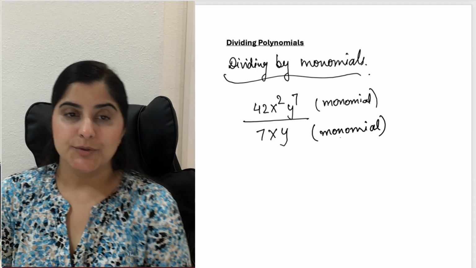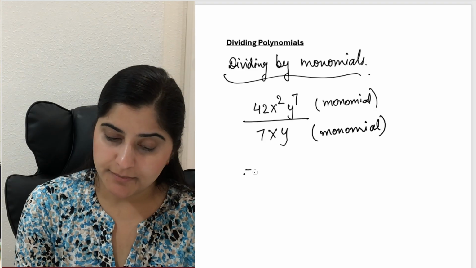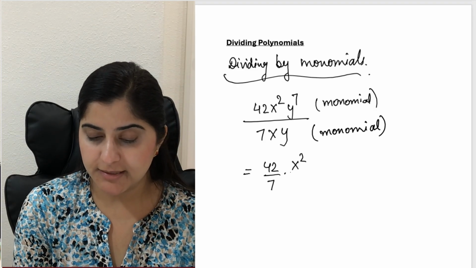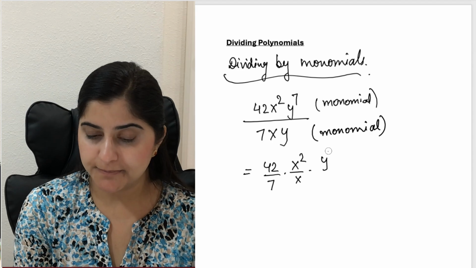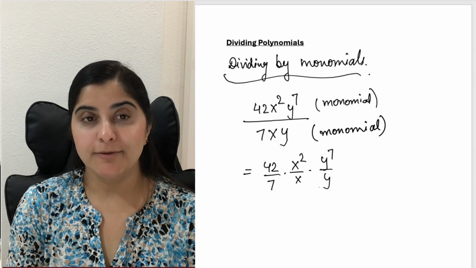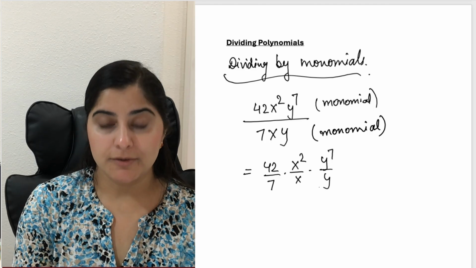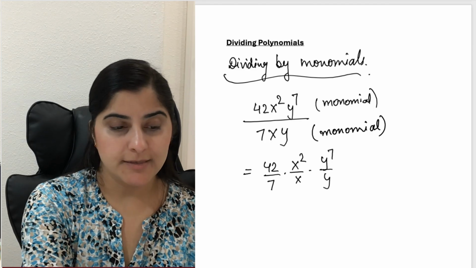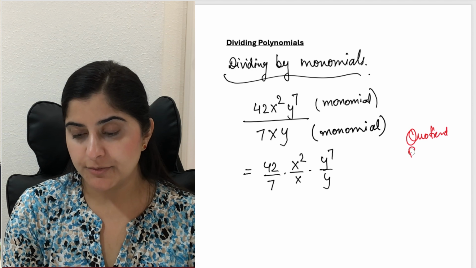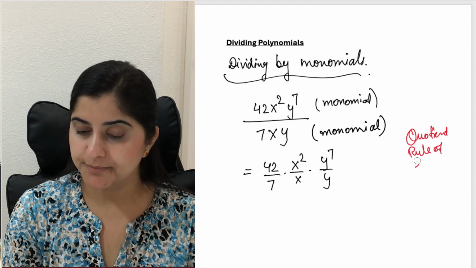So what we will do, we will divide numbers with the numbers and the same variables with the same variables. Right, and here we will use the quotient rule of exponents. Let me remind you the quotient rule. Quotient rule of exponents.